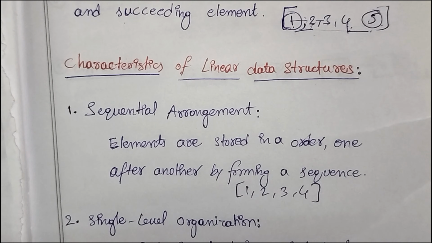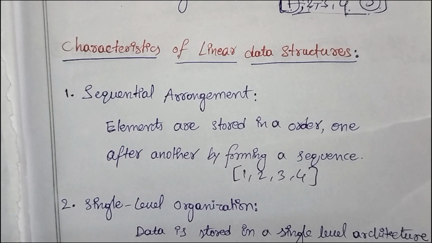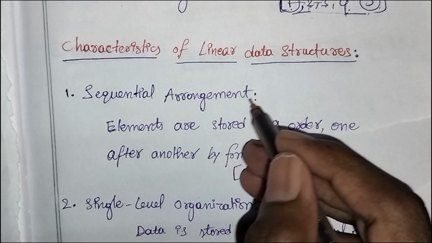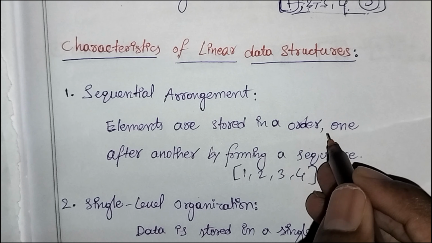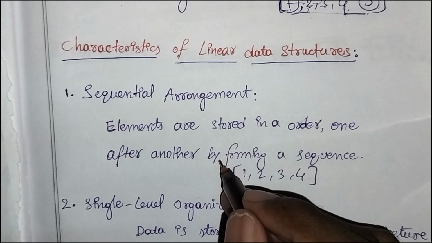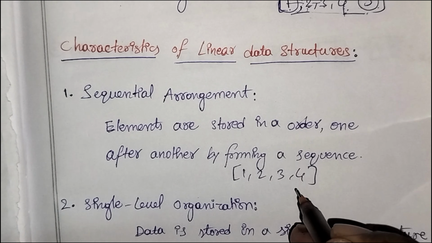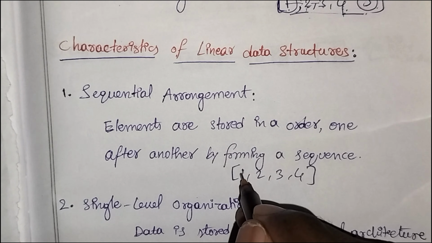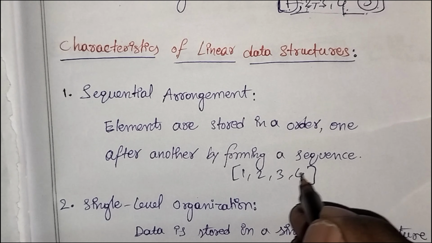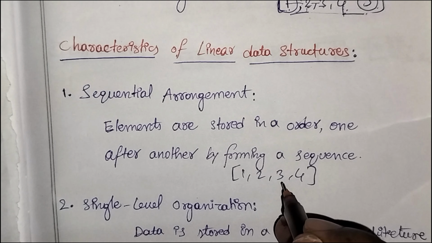The characteristics of linear data structures include, one, sequential arrangement. Here elements are stored one after another, forming a sequence. If you look at this array, 1, 2, 3 and 4, it is ordered in one by one form.